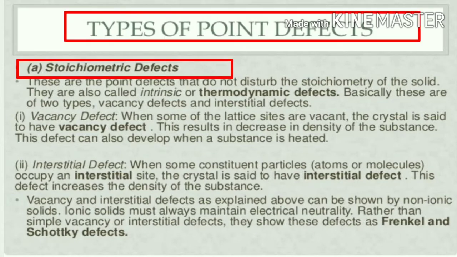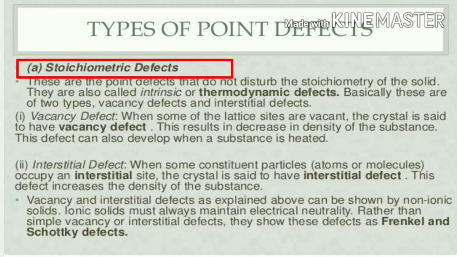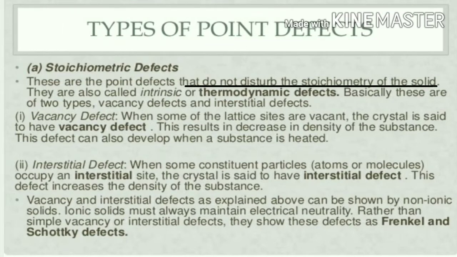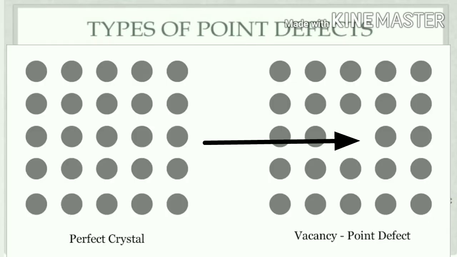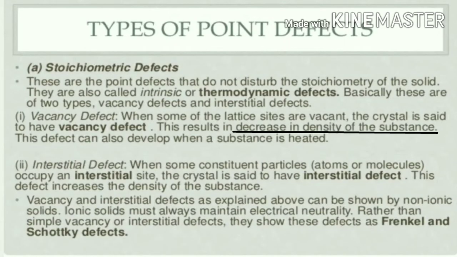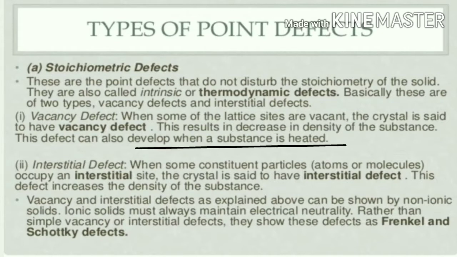First is stoichiometric defect. These are the point defects that do not disturb the stoichiometry of the solid. They are also called intrinsic or thermodynamic defects. Basically, these are of two types: vacancy defects and interstitial defects. Vacancy defect: when some of the lattice sites are vacant, the crystal is said to have a vacancy defect. This results in a decrease in the density of the substance. This defect can also develop when a substance is heated.